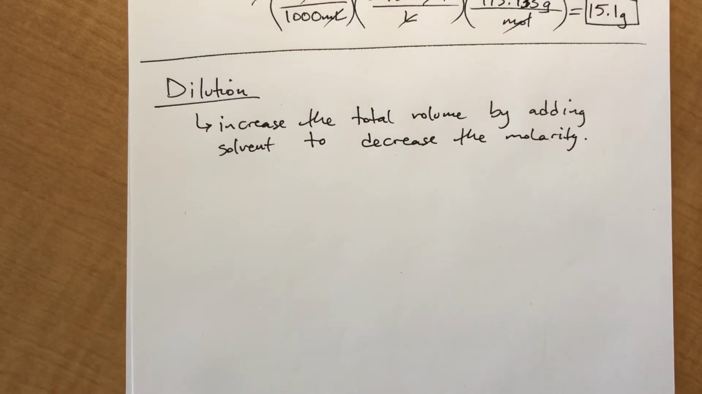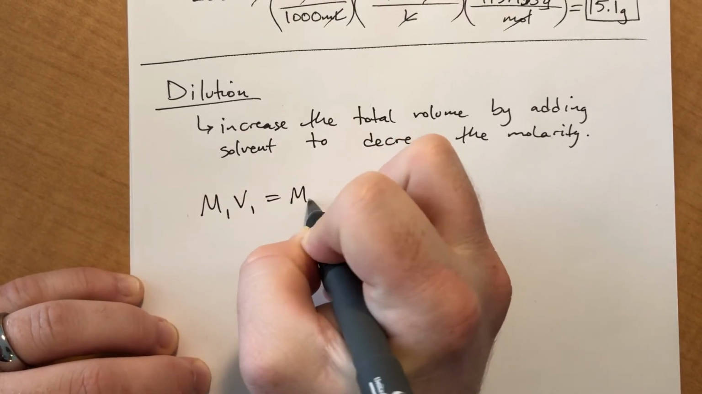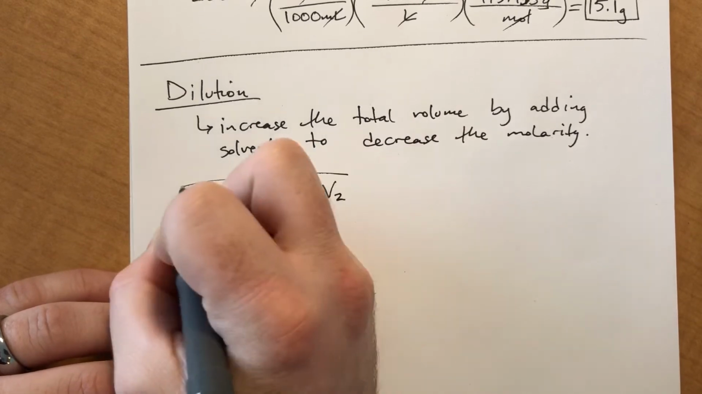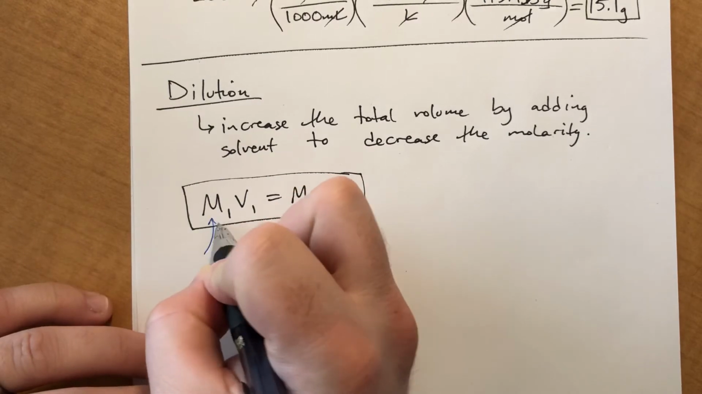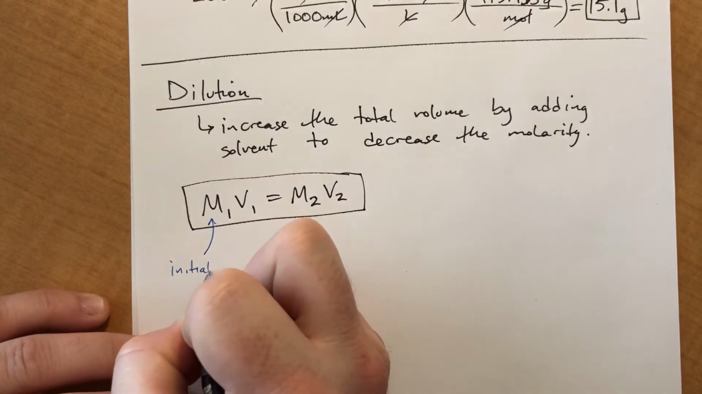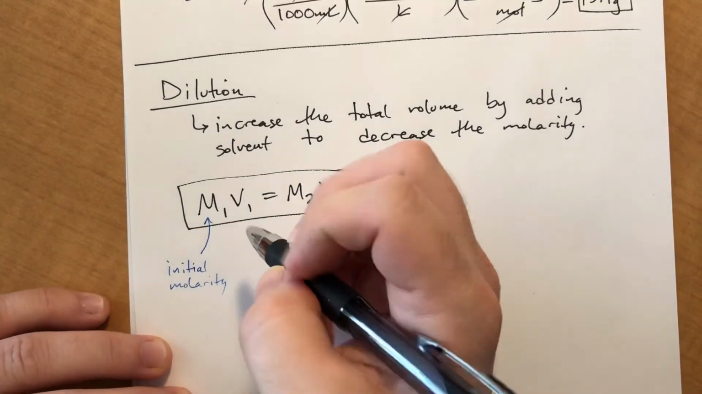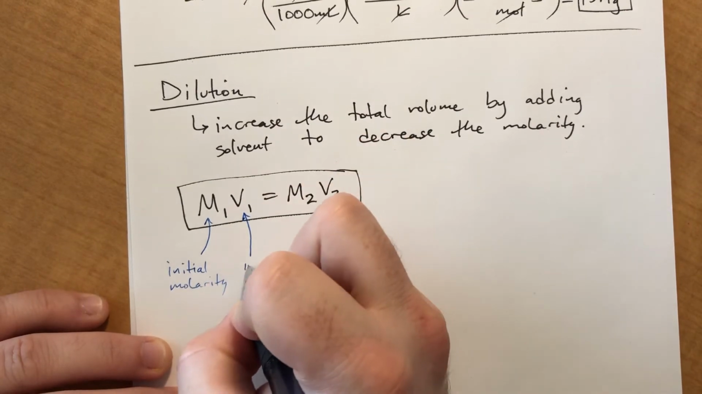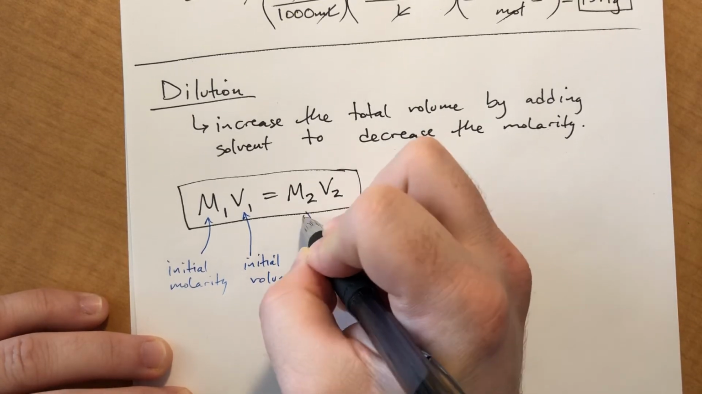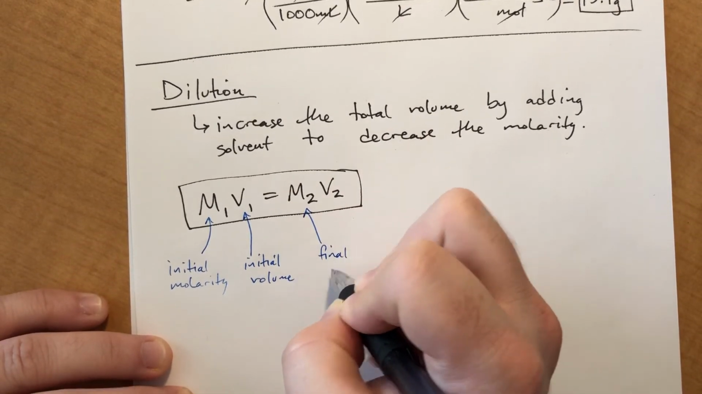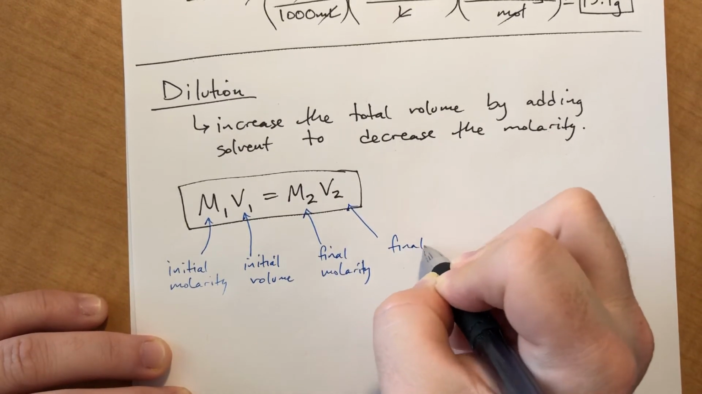Okay, the equation is really, really easy. So M1 V1 equals M2 V2. I guess I could label a couple things here so you know what everything is. M1 is the initial molarity, so it's in moles per liter. This is the initial volume. And M2 is the final molarity. And this is the final volume.